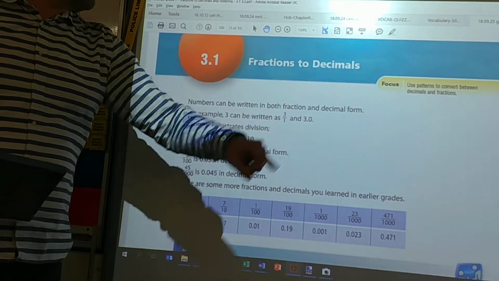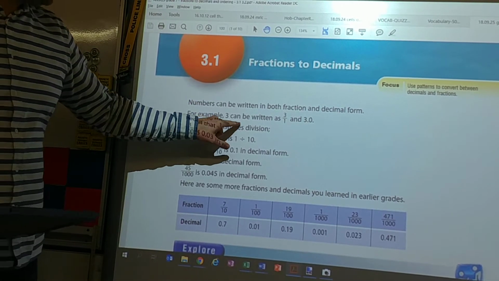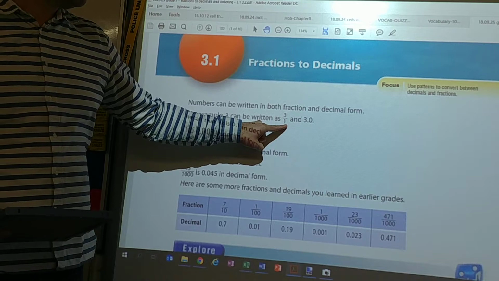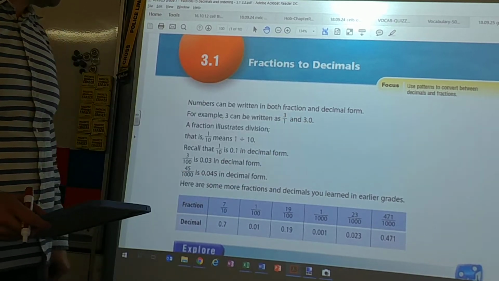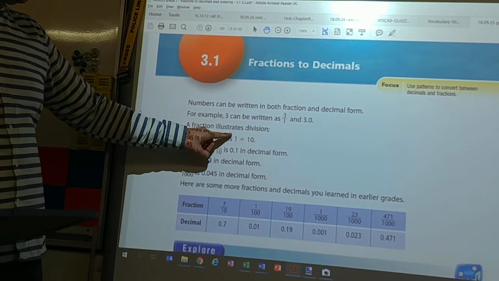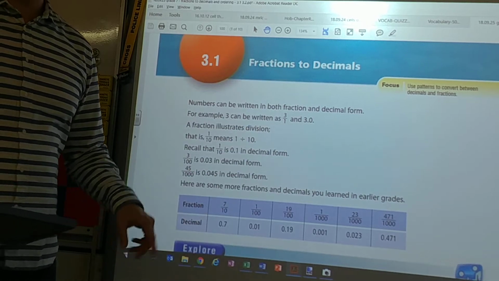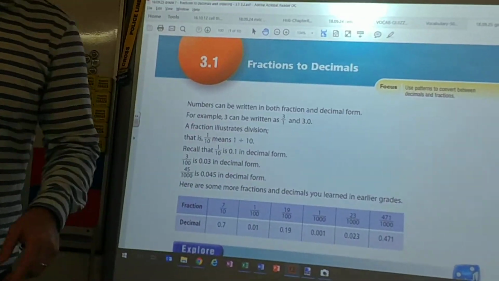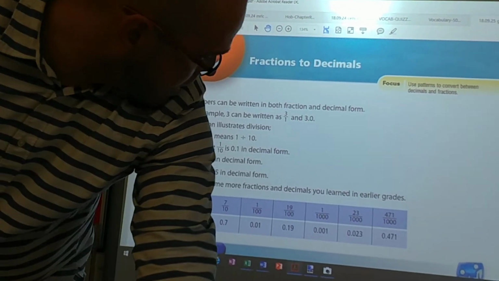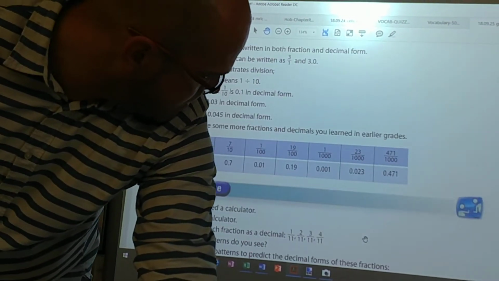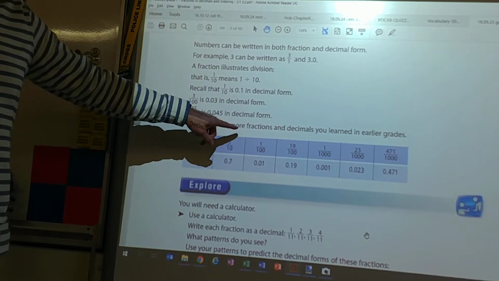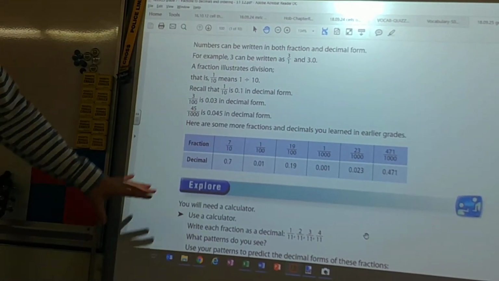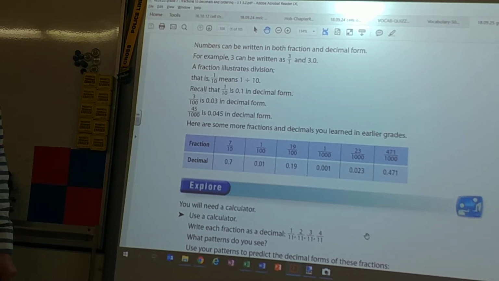Numbers can be written in both fraction and decimal. For example, 3 can be written as 3 1s, or 3 over 1, and 3.0. A fraction illustrates a division. I want to pause at that. I'm going to scroll down just a little bit, and I want you to take a look at some of these numbers. It says, here are some more fractions and decimals you learned in earlier grades. I want you to test a couple out, okay?